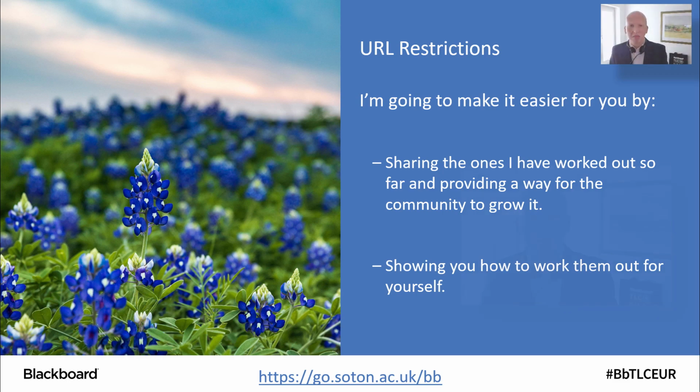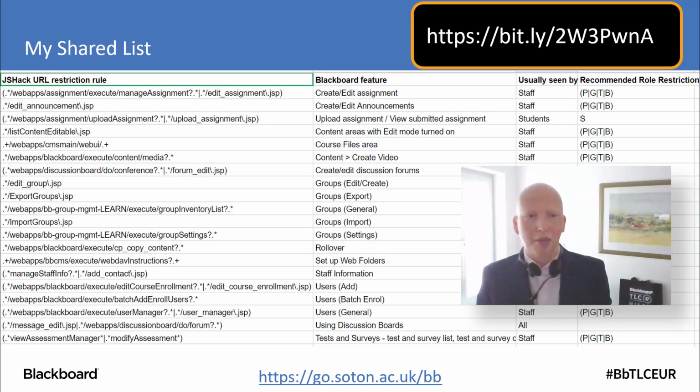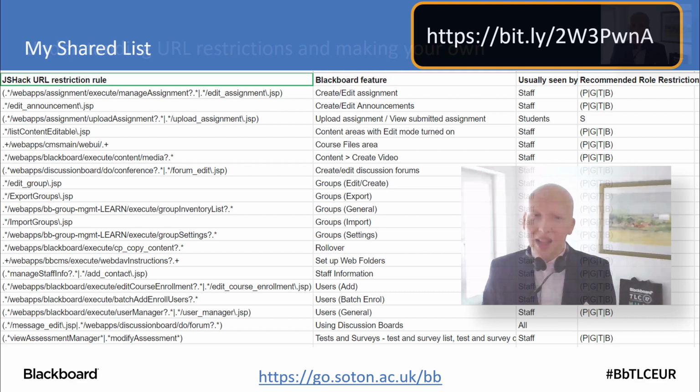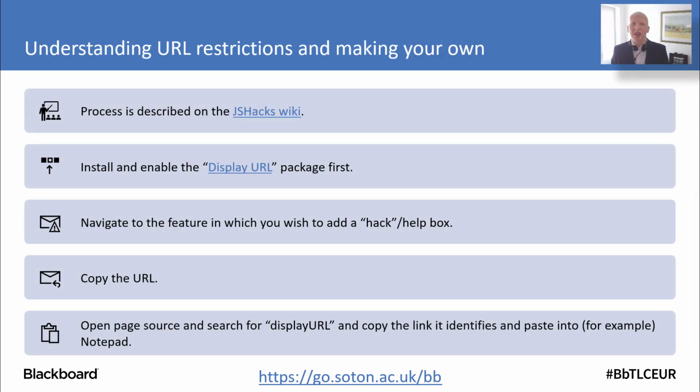I think I've got around 20 or so that I've worked out so far, and these are for areas that were more important to me to build extra help boxes. And I've got a bit.ly link there to take you to it. It is also on the support website. And the process of working out the URL restrictions and making your own is these 5 steps.